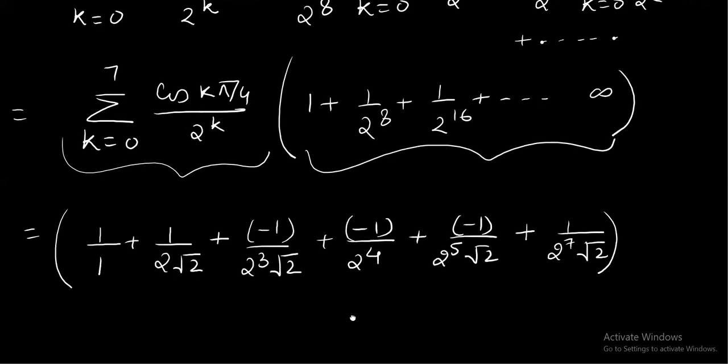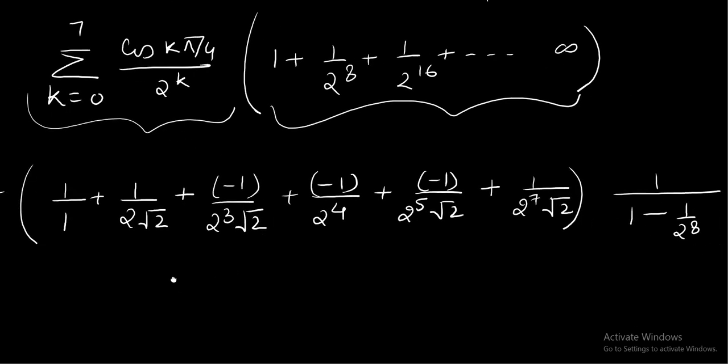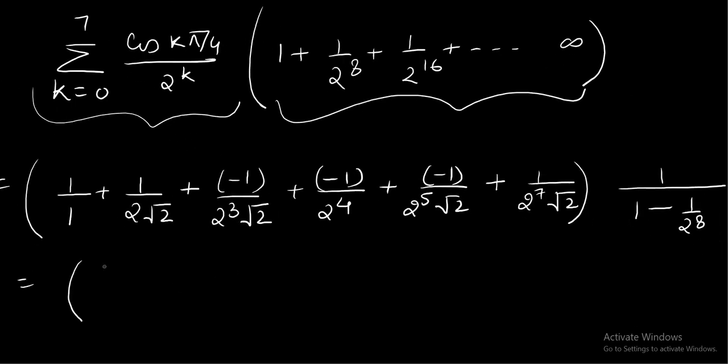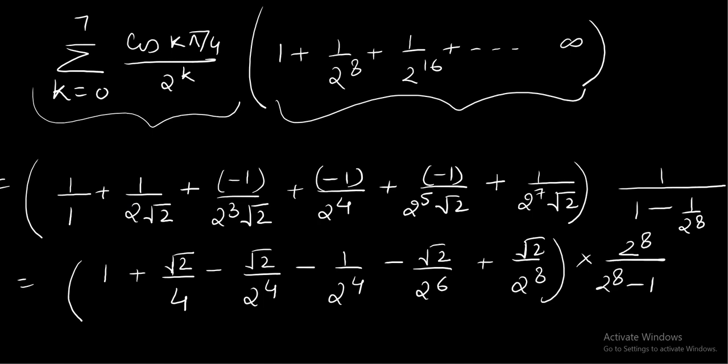Coming to the infinite GP, its sum is going to be a upon 1 minus r, right? What is the next step? The calculation part only. You have to write it as 1. Then we have 1 by 2 root 2. So if you want, you can write down the denominator as root 2 by 4. The next term I can write as root 2 by 2 raised to the power 4. Then I can write it as minus 1 by 2 power 4. Then I can write it as minus root 2 upon 2 power 6. And then we have 1 by root 2 divided by 2 raised to the power 8. This will become 2 power 8 divided by 2 power 8 minus 1.